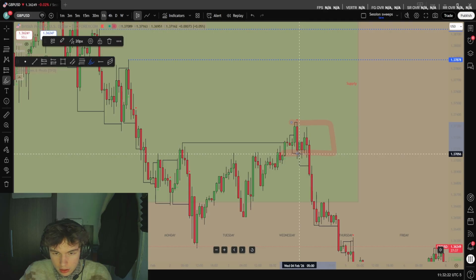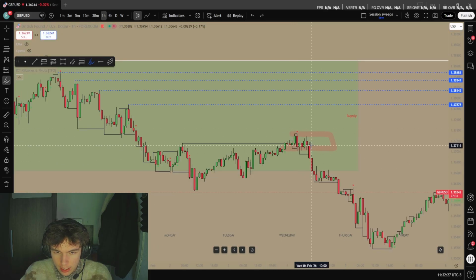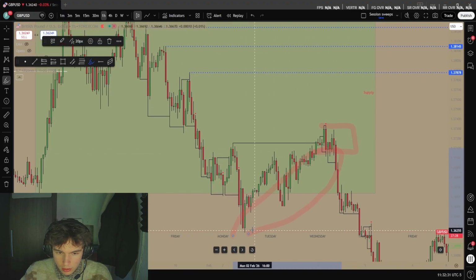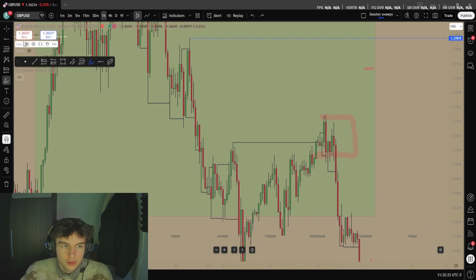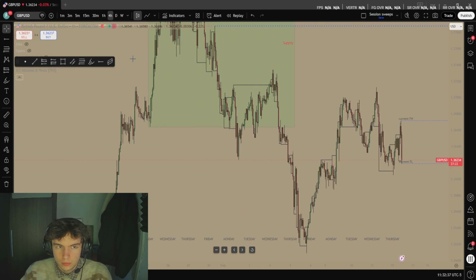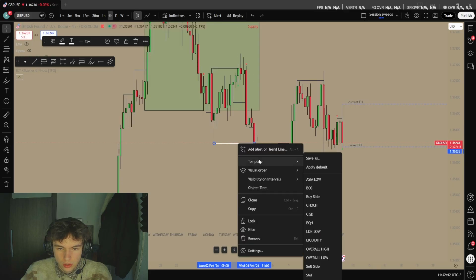So what could we do? We want to take a short from this supply zone towards these stack lows, right? Towards this last low. From there on out, we're going to see, okay, price created another break of structure on the 4 hour. As you can see, this is a break of structure.